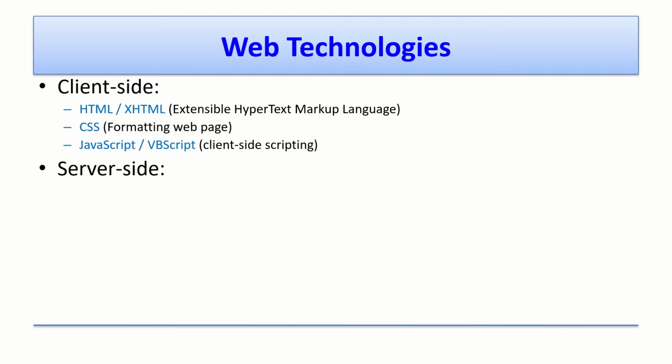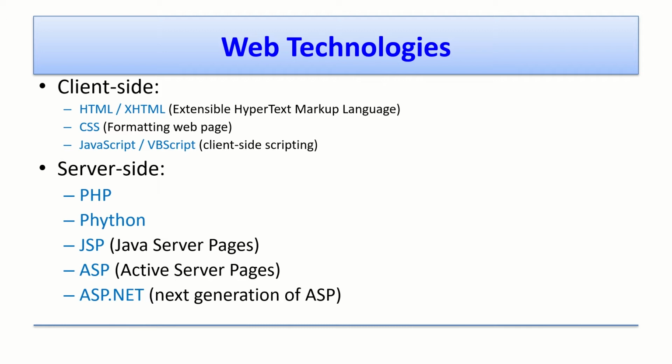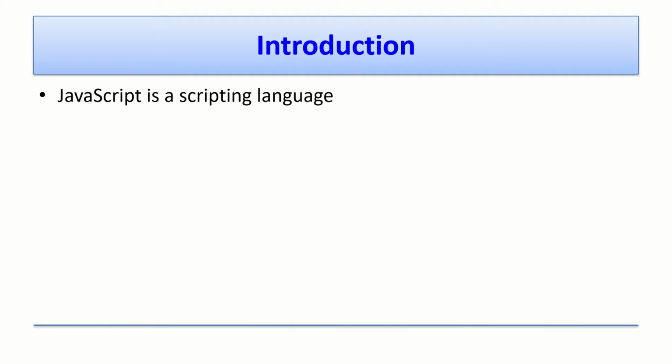JavaScript, right? And then on the server side, we can have a server-side programming language, right? Maybe PHP or Python, or it may be JSP or JSF, or whatever server-side language can take place in server-side programming. All right, it may be ASP in the .NET framework, right? Okay, now we are going to study what JavaScript is.